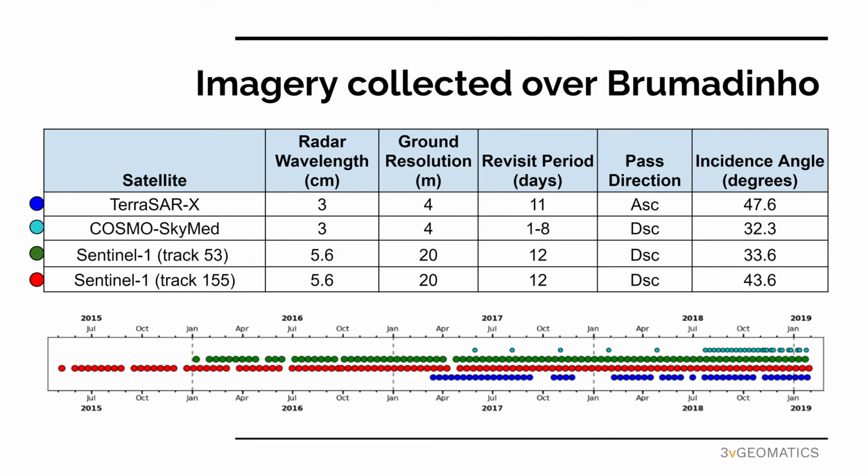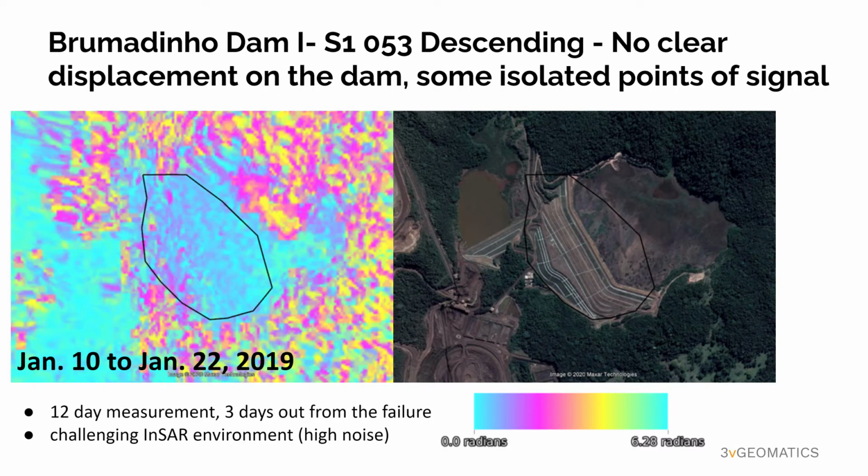An overview of the data used for Brumadinho. We acquired data from as many sources as possible in order to give us the best picture of the site and allow for cross-validation. As a first step, we looked at the short-term analysis. The next slides will look at pre-failure interferograms for each of the four datasets. Some isolated points of possible high displacement on the dam can be seen in each, but no large-scale features.